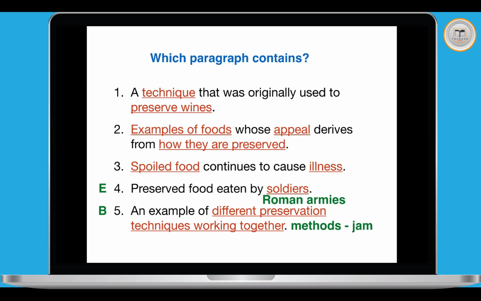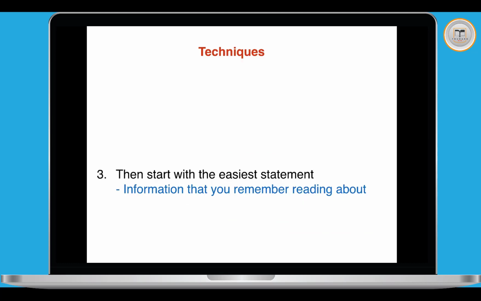We've only got 3 questions left. But if we don't remember any more, we have to go to a different technique. We've tried the information that we remember reading about, and now we've got one more possible technique to use.